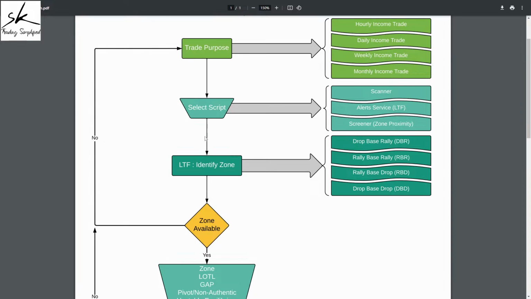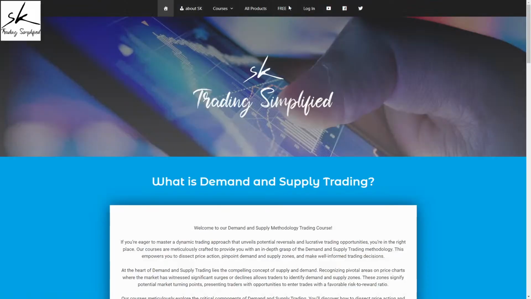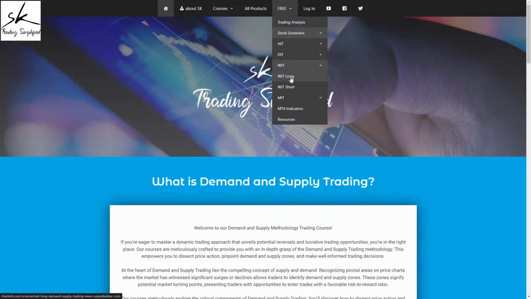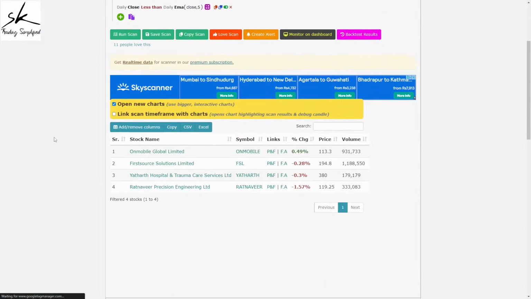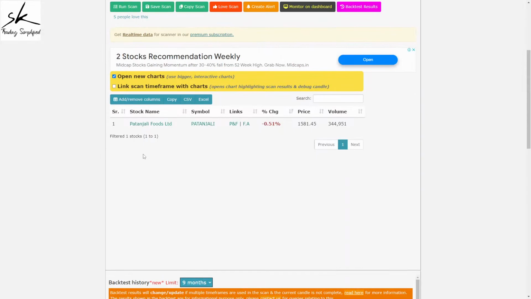I'll show you a few examples before we move ahead. So like I was saying, once you go to our website, under the free tab, here you can see you have a stock screener. You have all the 4 trade purposes available to you: HIT, DIT, WIT, MIT. In this case, because I opted that I want to plan WIT trades, I can click on it. I can run the long scan and the short scan. So here you can see the long scan is shortlisting 4 symbols for me, and the short scan is shortlisting only 1. Now, very, very important.